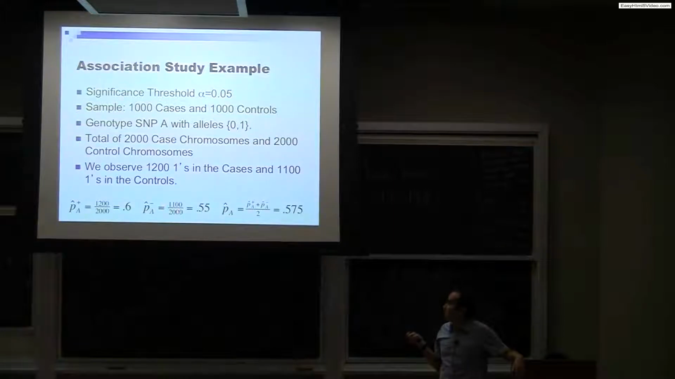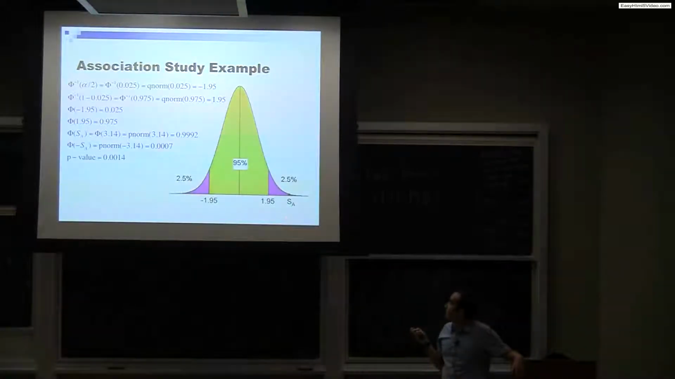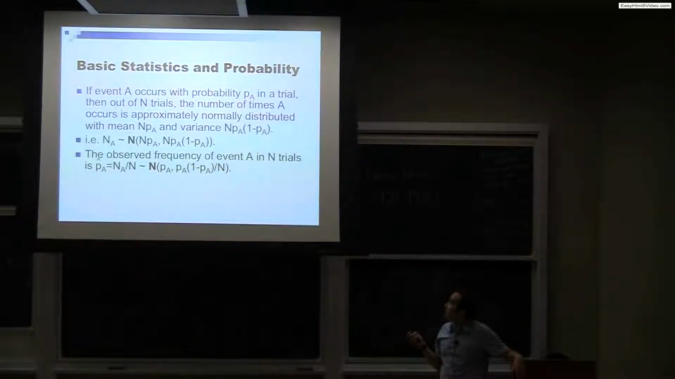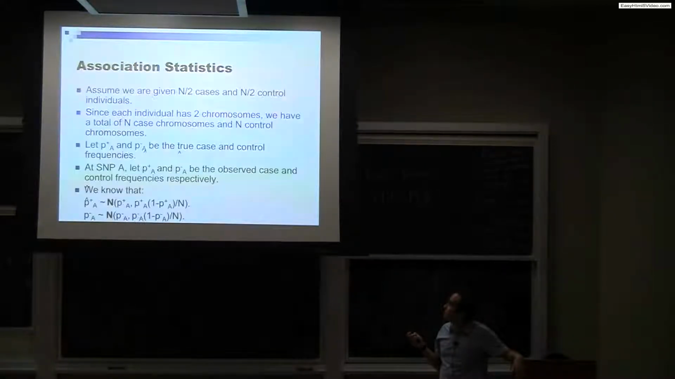Why? Because you have more individuals. These frequencies are the same, but when you divide, you're dividing by a small number, so you're going to get a much bigger number, and so it's 3.19. So it's actually over here, and the p-value is 0.0014, so it's much more significant.